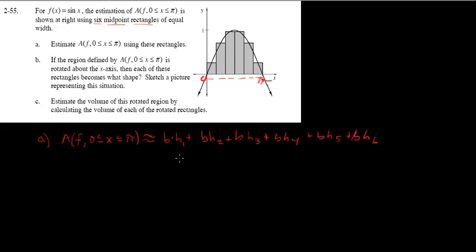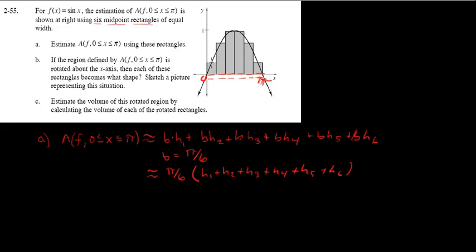That base we know is equal to pi over 6, because we divide pi into 6 regions, so each one is going to be pi over 6 in length. So then we have approximately pi over 6, and we can take that out, and then we're just adding h1 plus h2 plus h3 plus h4 plus h5 plus h6.